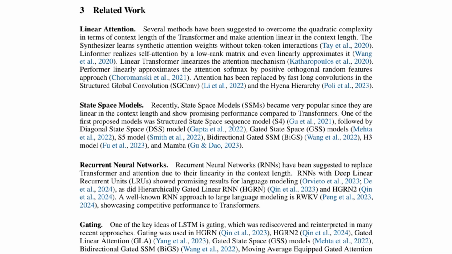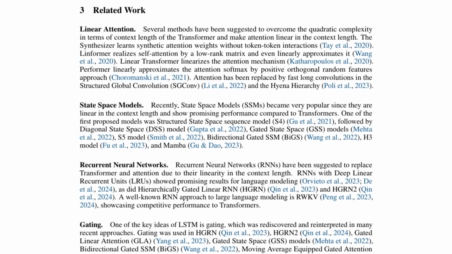State space models. Recently, state space models became very popular since they are linear in the context length and show promising performance compared to transformers. One of the first proposed models was the structured state space sequence model, followed by the diagonal state space model, gated state space models, the S5 model, bidirectional gated SSM, the H3 model, and Mamba.